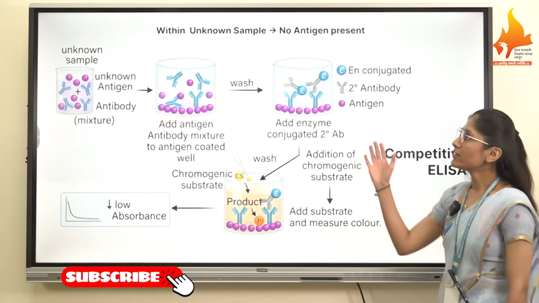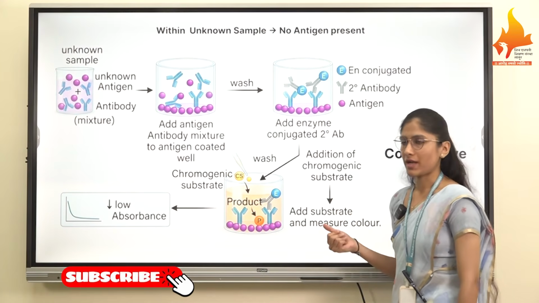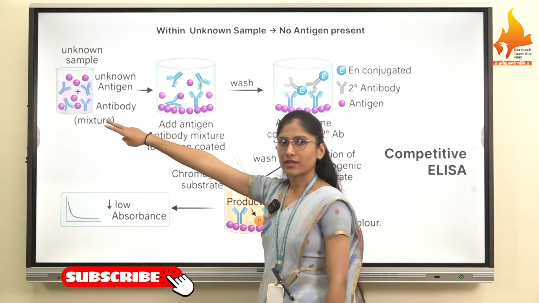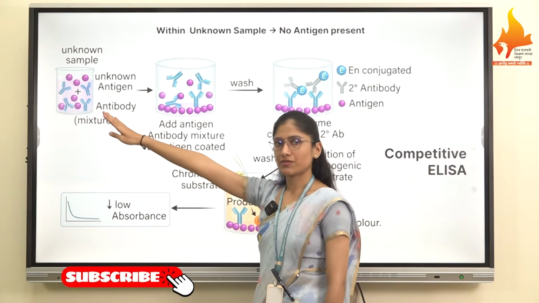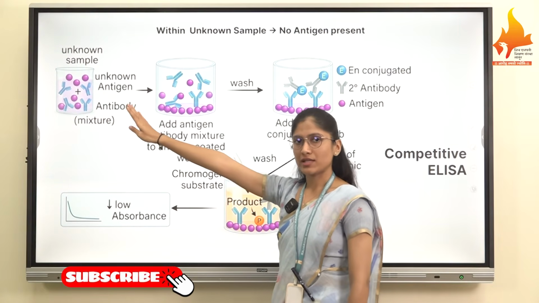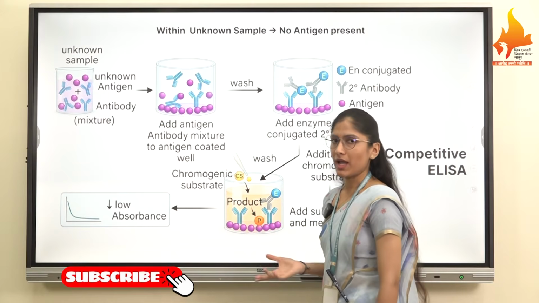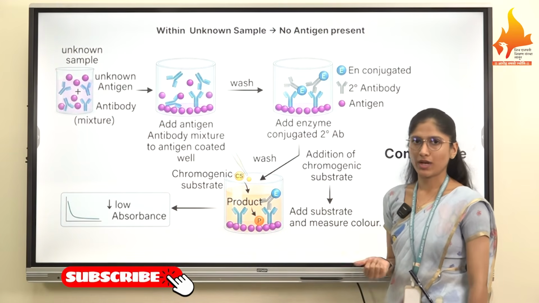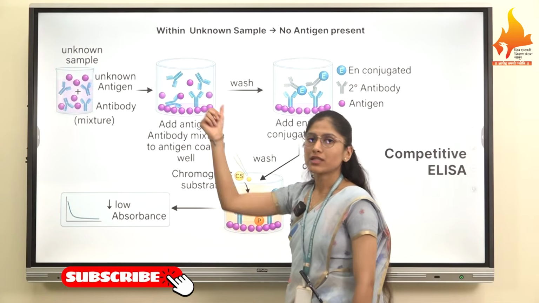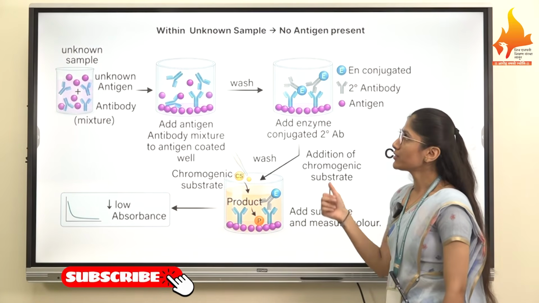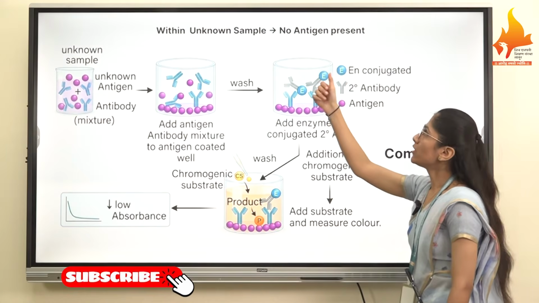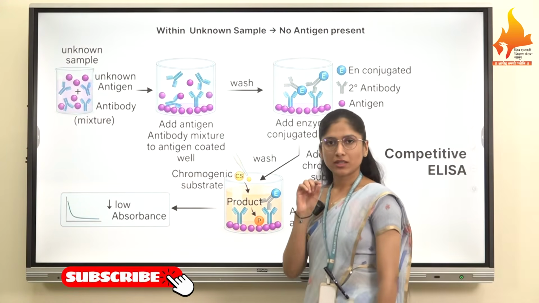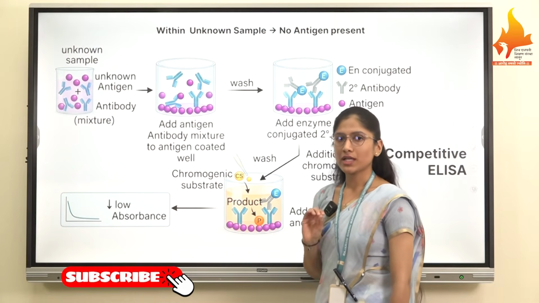Here there is the competition between bound antigen. So what is meant by bound antigen? That is coated antigen which is already present on the surface of the microtiter well. That is bound antigen and the unknown antigen. So there is the competition between bound antigen and unknown antigen. Here we see two cases. The first case: within the unknown sample, no antigen is present. So within the unknown sample, the unknown antigen is totally absent.